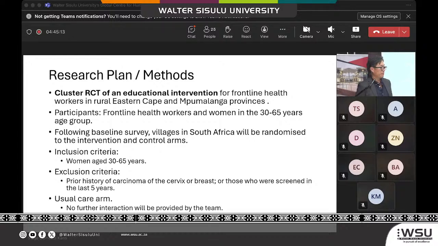and control arm. So, as I said, inclusion criteria 30 to 65, exclusion criteria prior history of cancer of the cervix or breast, or those who were screened in the past 5 years. And the control group would be the usual care, so no further interaction.